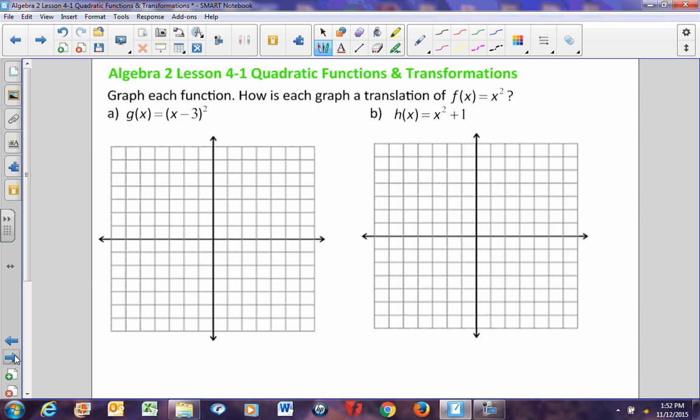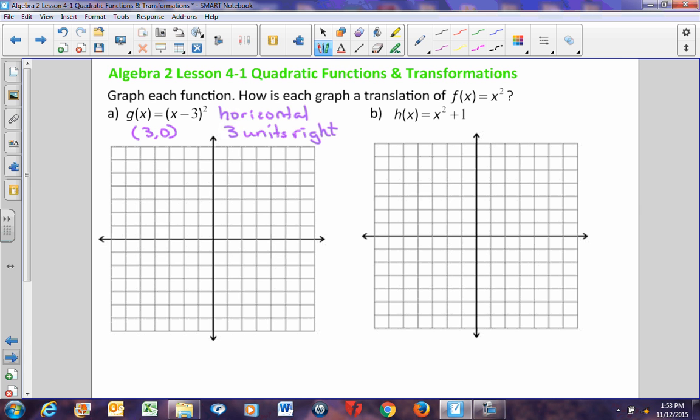So here, if I wanted to translate this graph, the first thing I would do is look to see, is it in the parentheses, is it not in the parentheses? It's in my parentheses, which means this is a horizontal shift. It's going to move 3 units right. So g of x is the translation of the parent function f of x equals x squared 3 units right. So all I have to do now is find my new vertex, which happens to be at 3, 0.